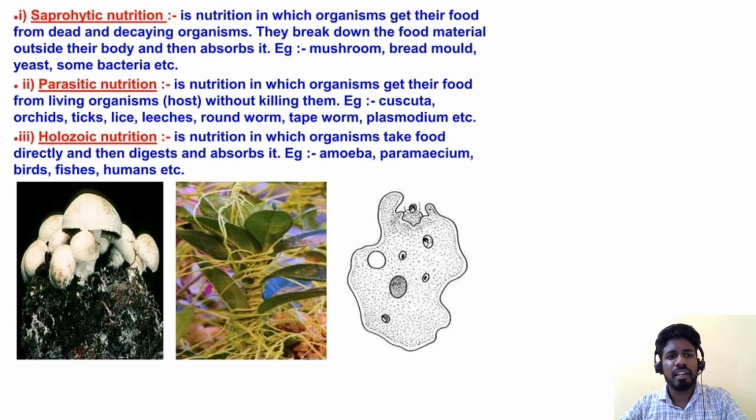So what is saprophytic nutrition? It is a nutrition in which organisms get their food from dead and decaying organisms. They break down the food material outside their body and then absorb it. For example, mushrooms, bread molds, yeast, and some bacteria. What is parasitic nutrition? It is a nutrition in which organisms get their food from living organisms, the host, without killing them. Examples are Cuscuta, orchids, ticks, lice, leeches, roundworms, tapeworms, and Plasmodium. Holozoic nutrition is a nutrition in which organisms take food directly and then digest and absorb it. For example, amoeba, paramecium, birds, and fishes.